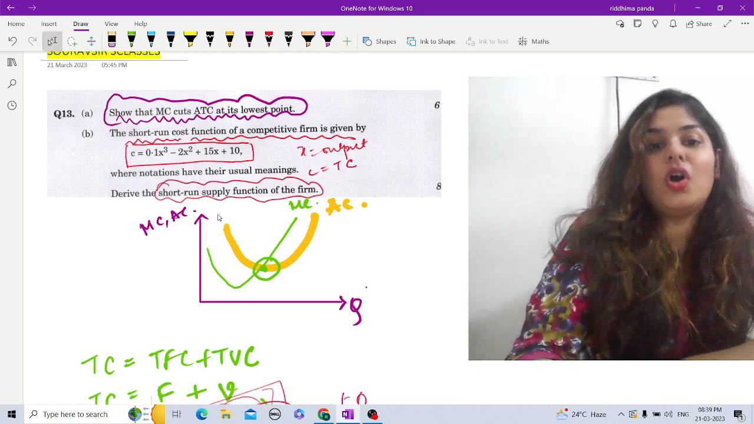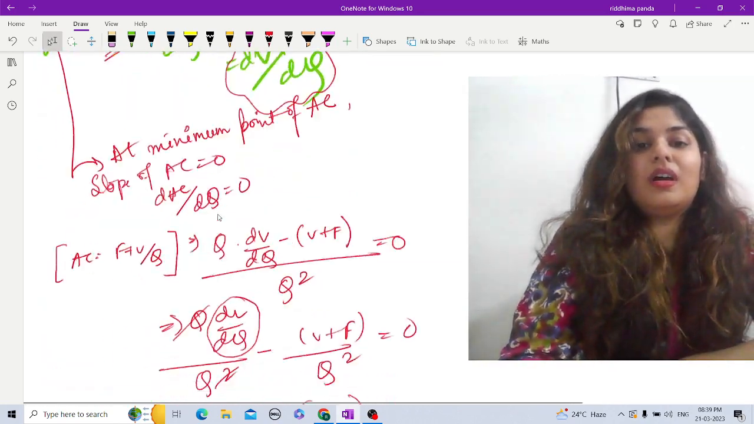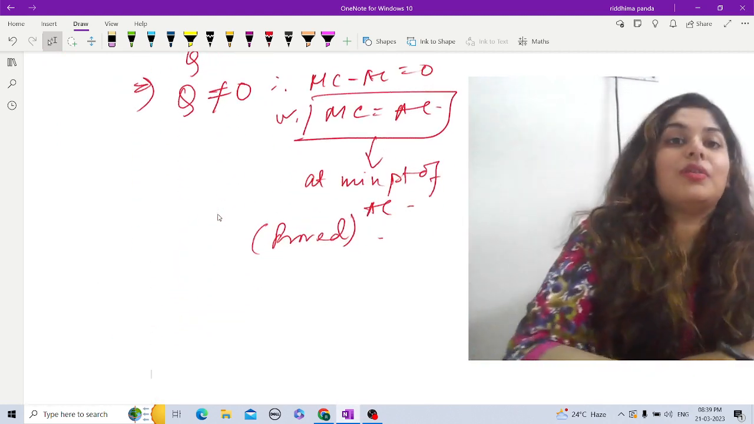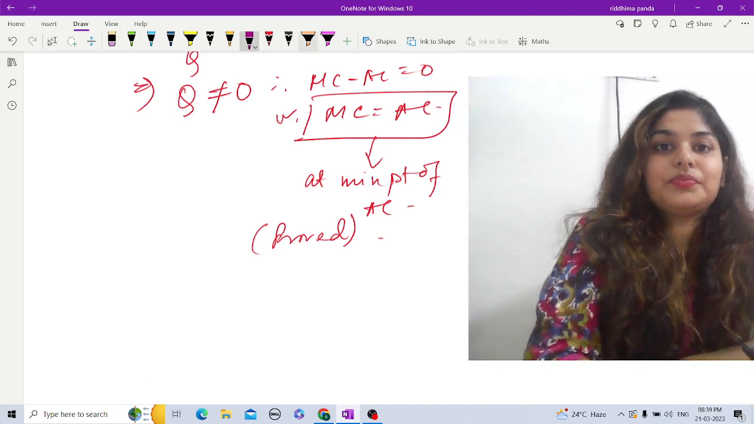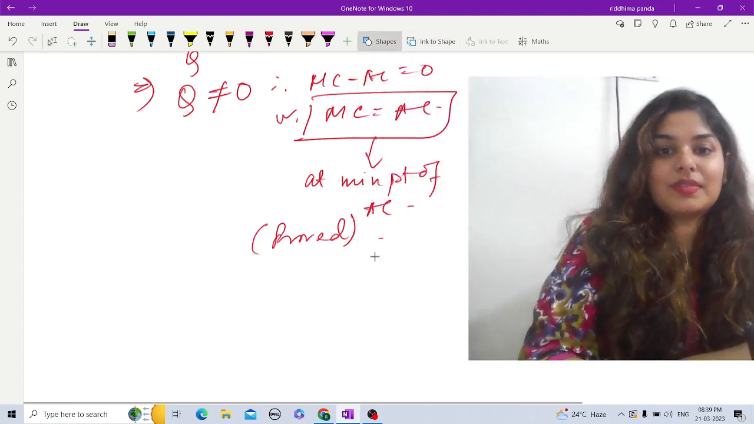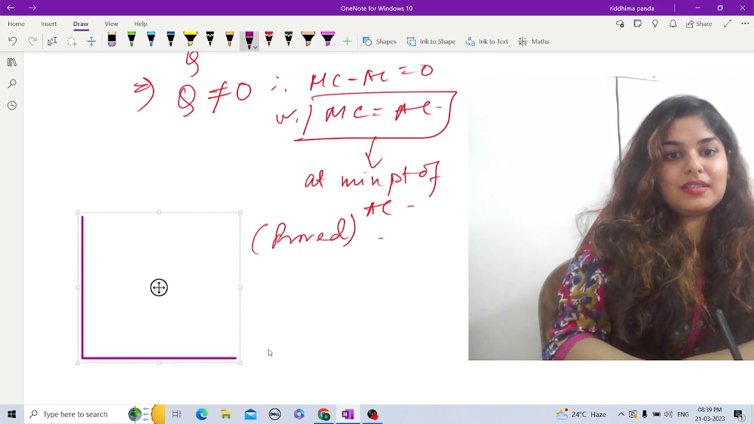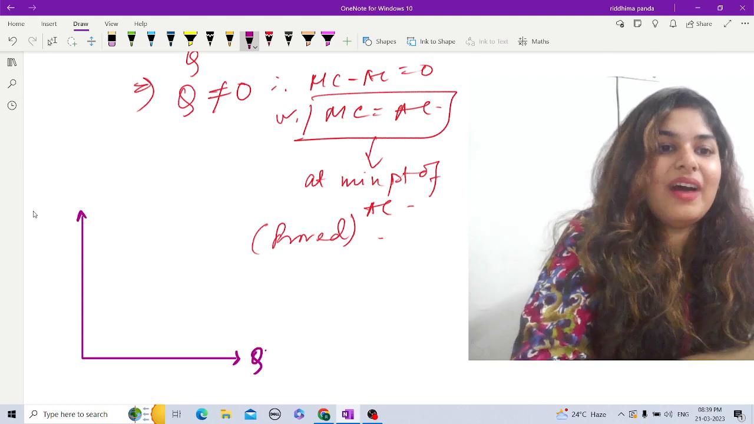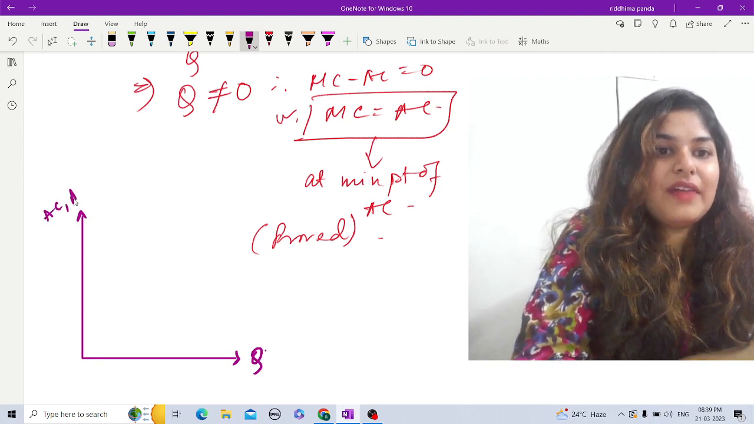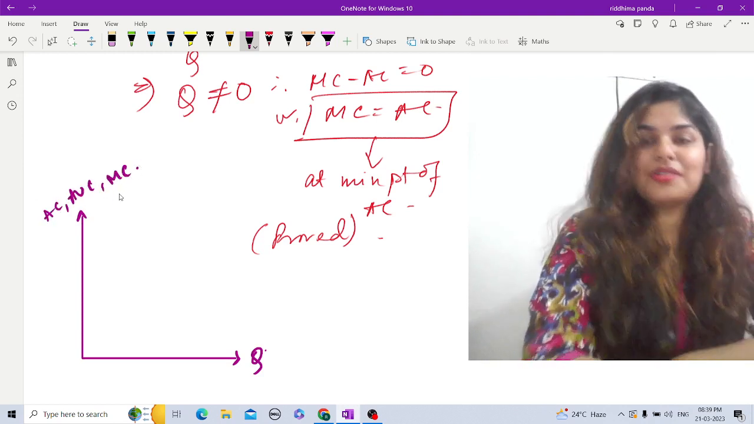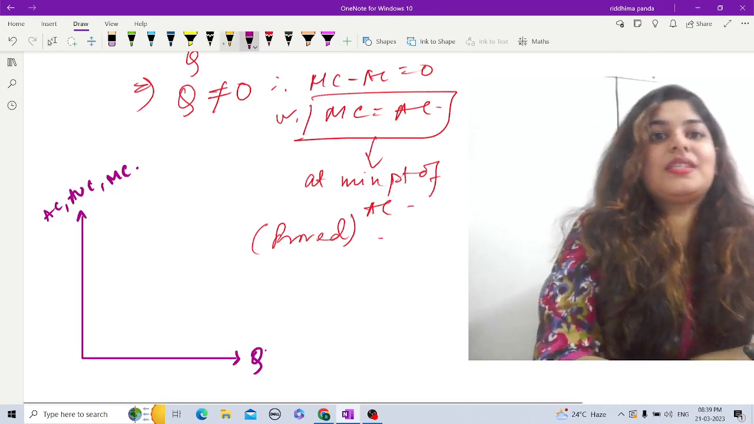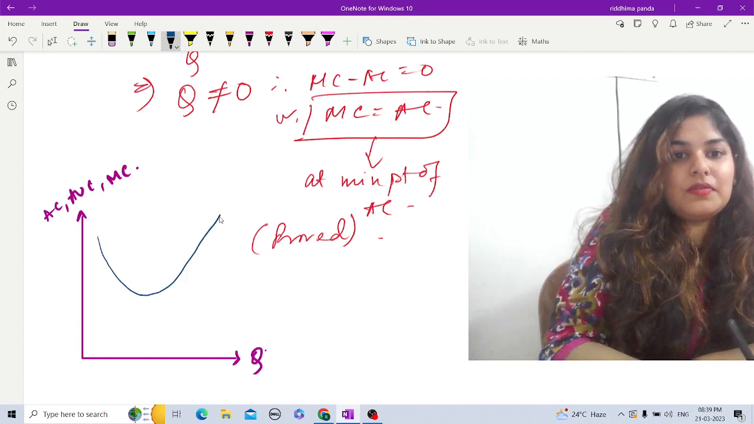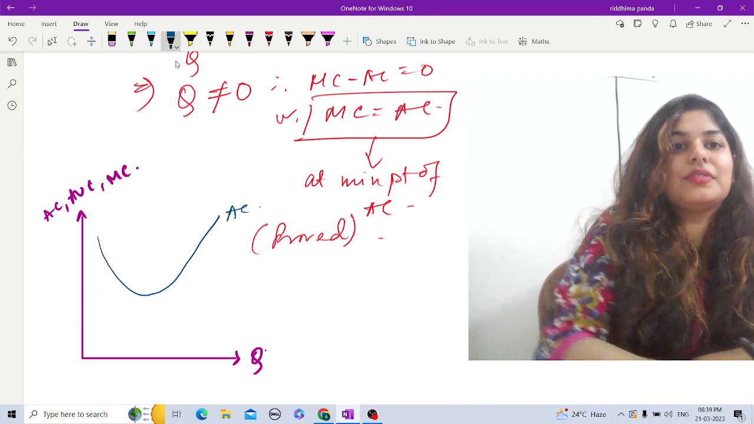So, let's try to recall what the supply curve of a perfectly competitive firm in the short run is. On the horizontal axis, we have output, and on the vertical axis, we have average cost, average variable cost, marginal cost, right? Now, let's draw the curves. Let's draw the AC curve. So this is our AC curve.